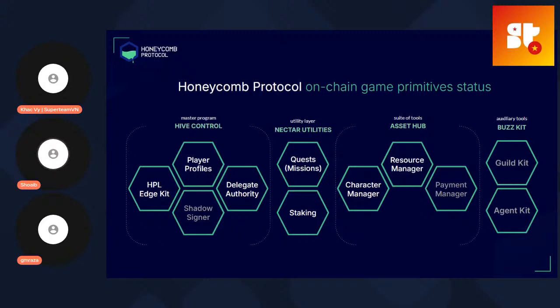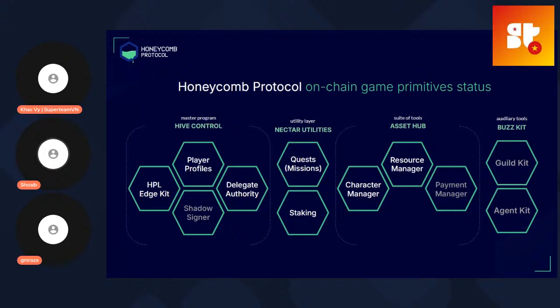These are our current primitives that are live. I'll go through them one by one very briefly. First of all, we have Hive Control. Hive Control is the master program that sees all of the rest of our primitives. And it begins with projects. Every app you create on Honeycomb Protocol is going to be a project. Whether it's a game or an app, that's a separate project, right?